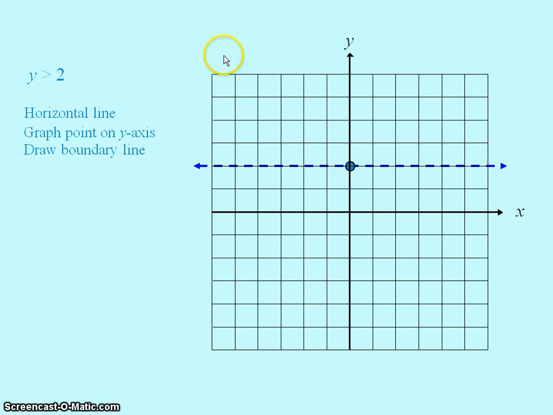Now if it's greater than 2, I'm going to shade everything above. Right here, y is 3, y is 4, y is 5. These are all bigger than 2. So we shade the region. There it is. Okay, next one.